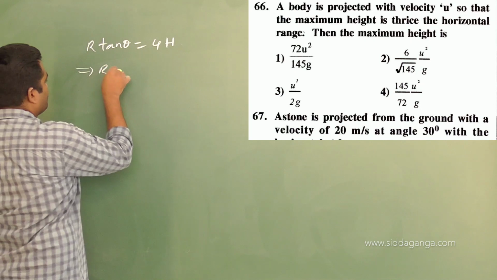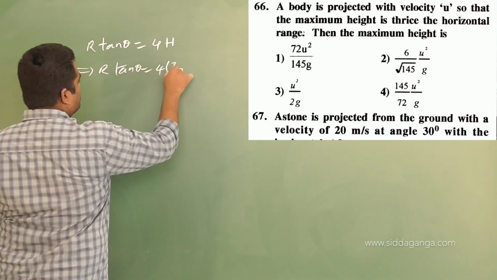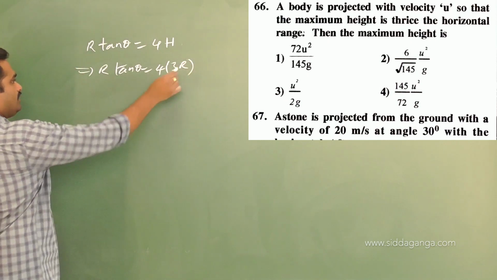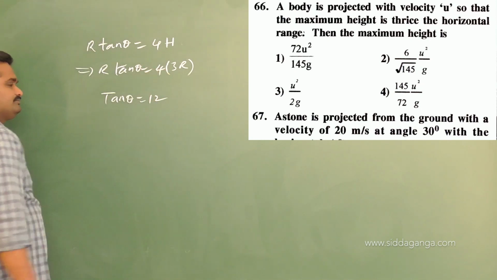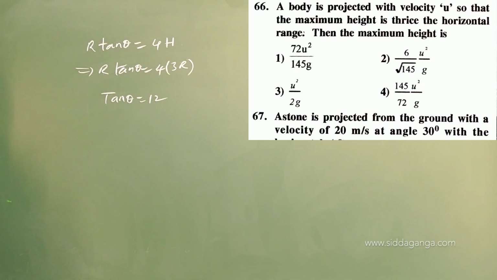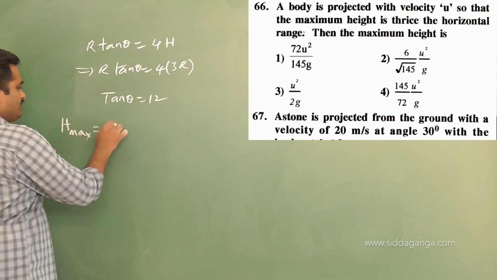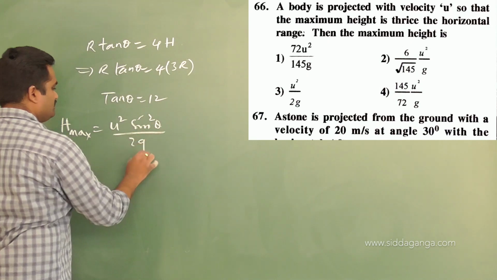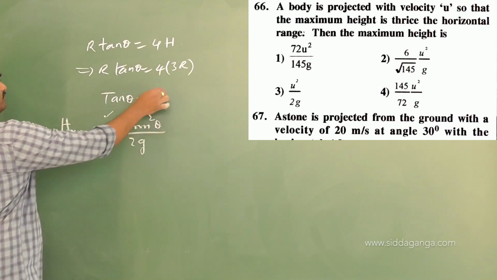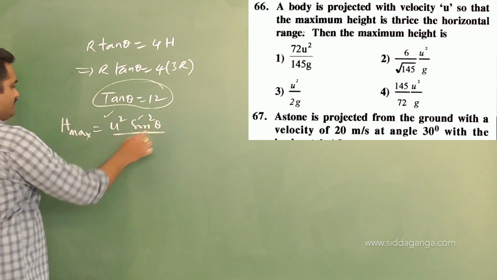Means R tan theta equals 4 into thrice the horizontal range. R will get cancelled. So tan theta equals how much you got? 12. Tan theta is 12. They are asking maximum height. The formula for maximum height is what? H maximum equals u square sin square theta by 2g. U they have given. Theta we need to find out from this. Right? So sin square theta, how to find, we will see.